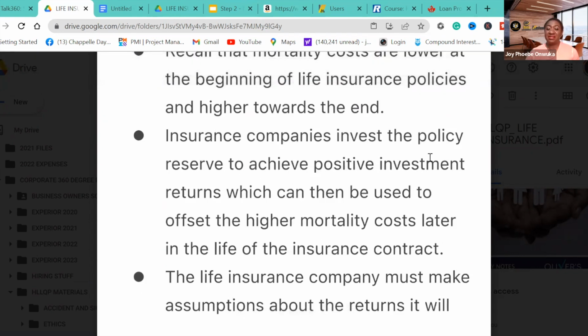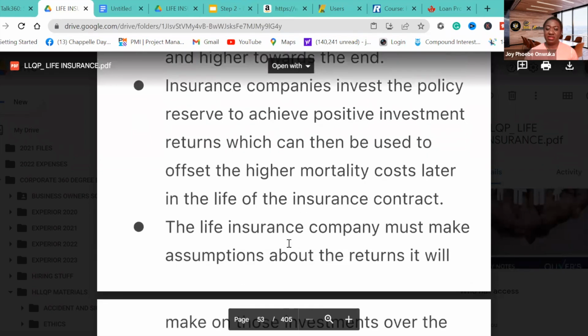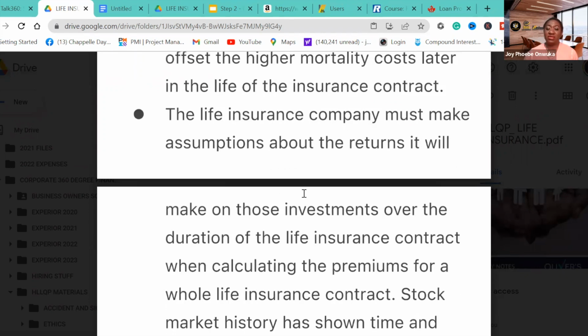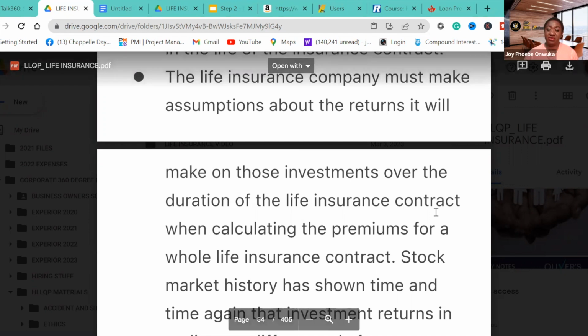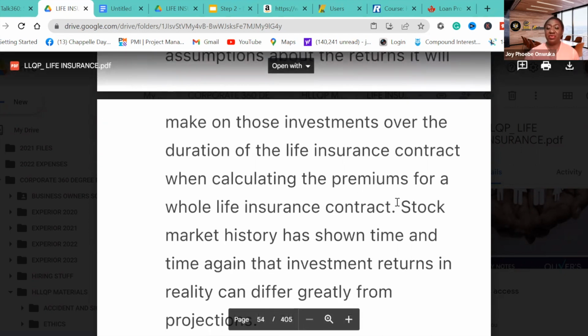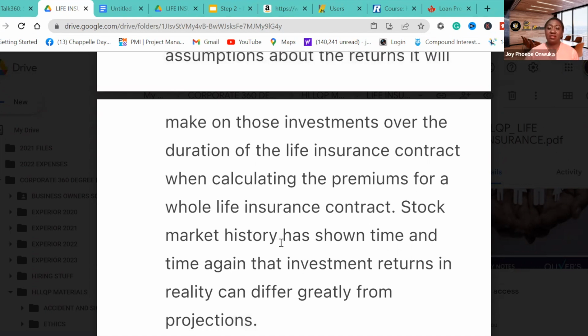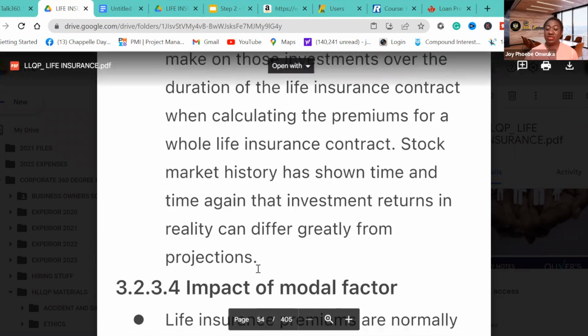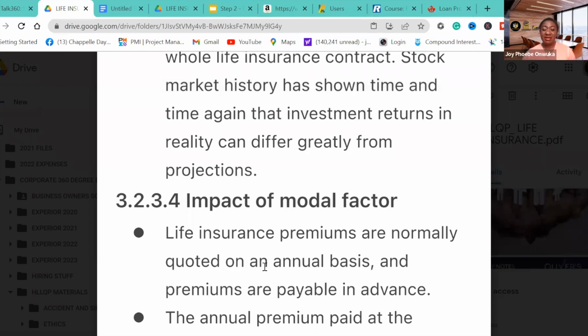Insurance companies invest the policy reserves to achieve positive investment returns, which can then be used to offset the higher mortality costs later in life of the life insurance contract. The life insurance company must make assumptions about the returns it will make on those investments over the duration of the life insurance contract. When calculating the premium for the whole life insurance contract, stock market history has shown time and time again that investment returns in reality can differ greatly from projections. Very true.